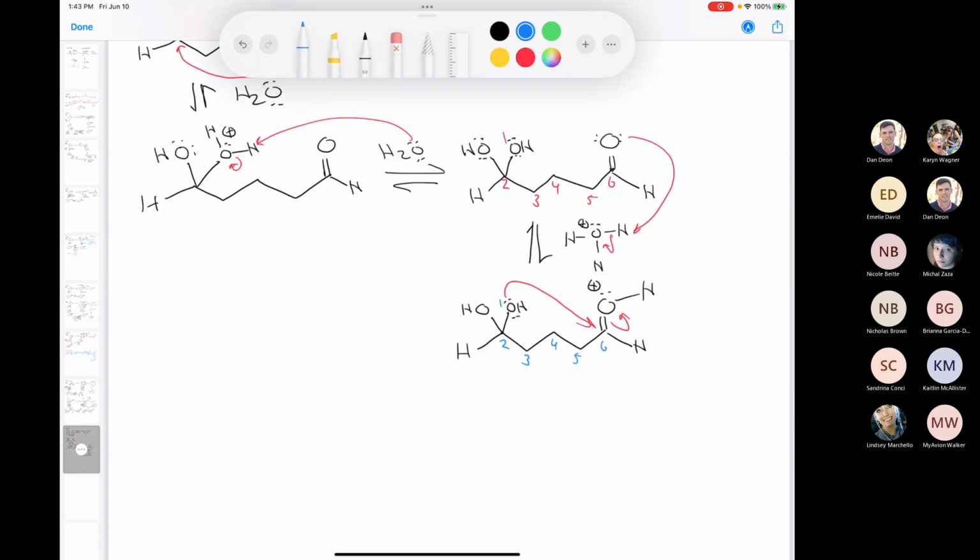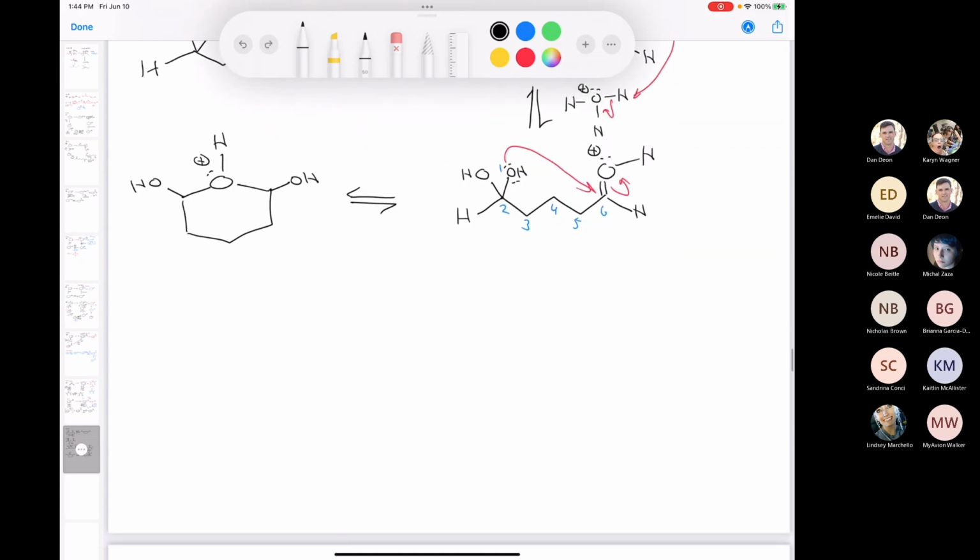What I'm going to end up with is something that looks like this. I'm going to have my oxygen. Then I've got 1, 2, 3, 4, 5, 6. It's going to have a hydrogen on it, and I'm going to have a hydroxyl here and a hydroxyl over here. And what did we form in this step? We formed water.